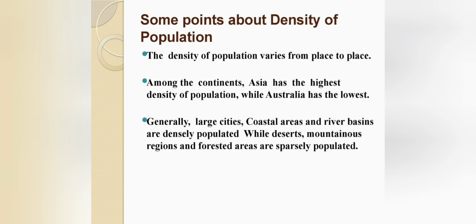Okay, wherever you go in all the countries of the world, the large cities, coastal areas and river basins are densely populated, while the deserts, mountain regions and forested areas are sparsely populated, because life is very difficult there. So that's why fewer people prefer to live over there.